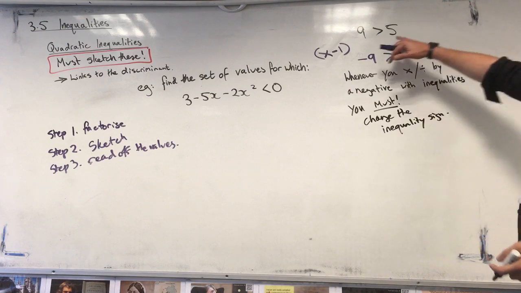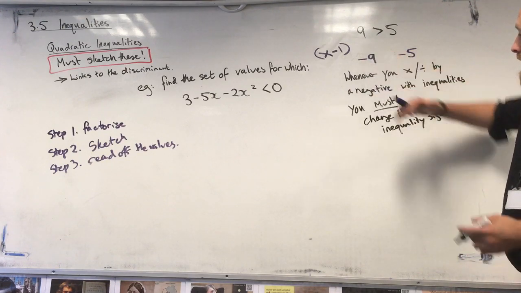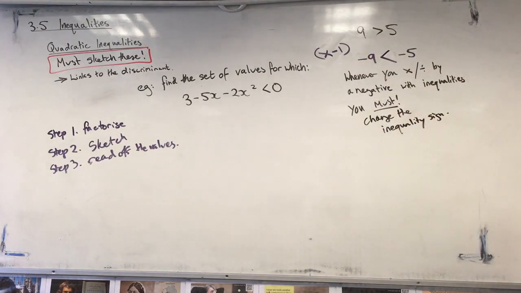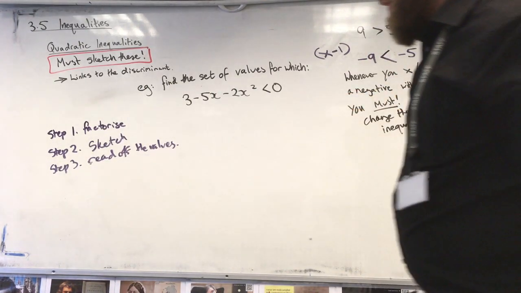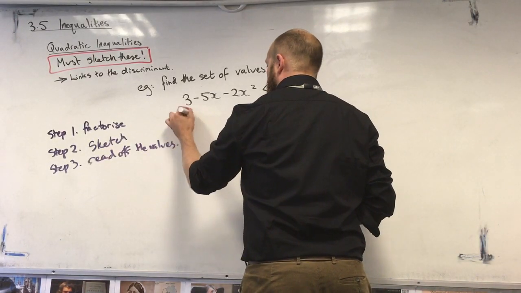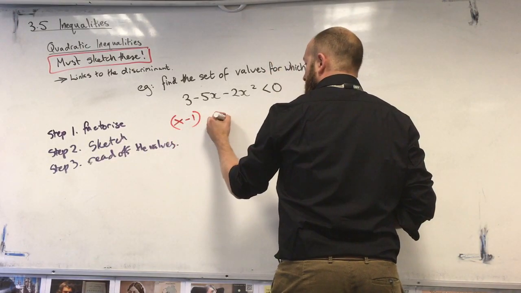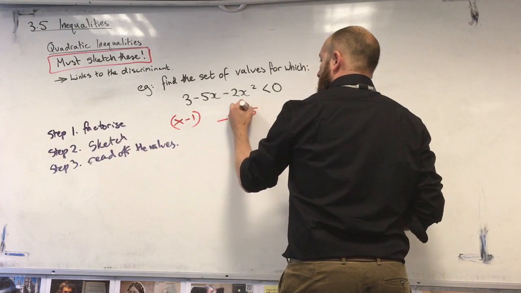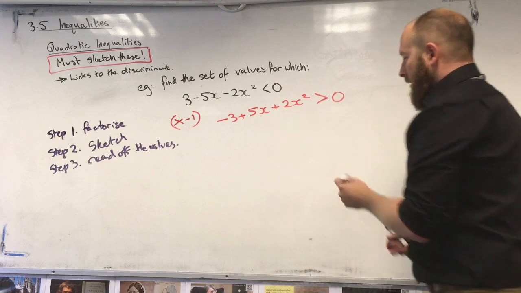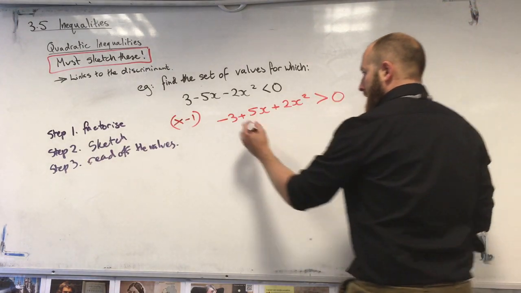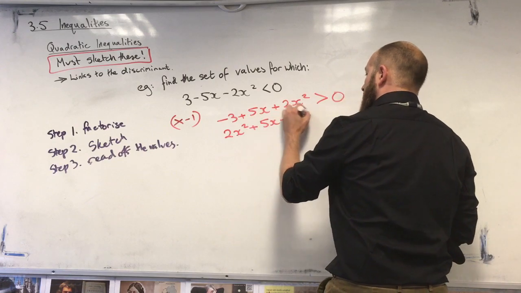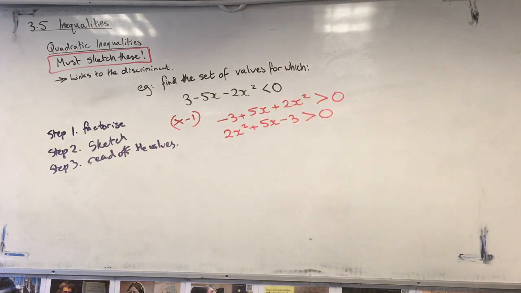So in this case, when we times by minus 1, we would then have to change the sign over. So that's what we're going to have to do in this example as well. So if I times all this by minus 1, we're going to end up with minus 3 plus 5x plus 2x squared is greater than 0. We can write this up to look a bit more like a quadratic. 2x squared plus 5x minus 3 is greater than 0.